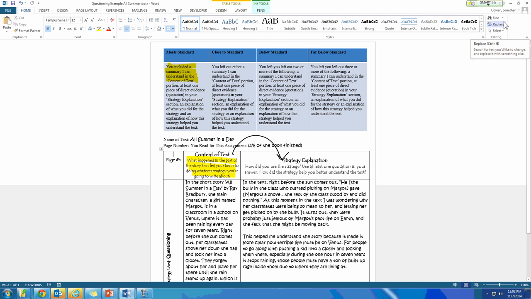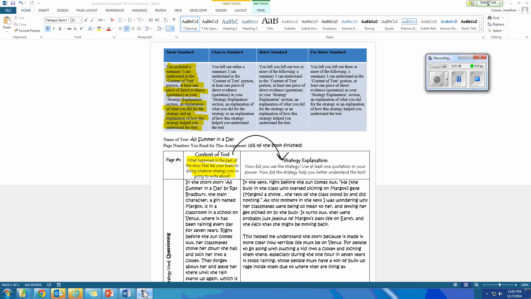Beyond that, you need to have at least one piece of direct evidence or quotation in your strategy explanation section. And you need an explanation of what you did for the strategy and an explanation of how the strategy helped you understand the text. So in order to do that, let's take a look at my example.